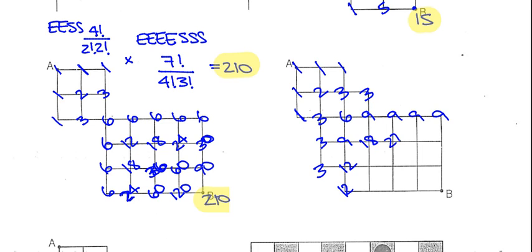So 27, 30, 42, 57, 36, 45, 93, 99, 192, 138. So the grand total is 330 different ways.